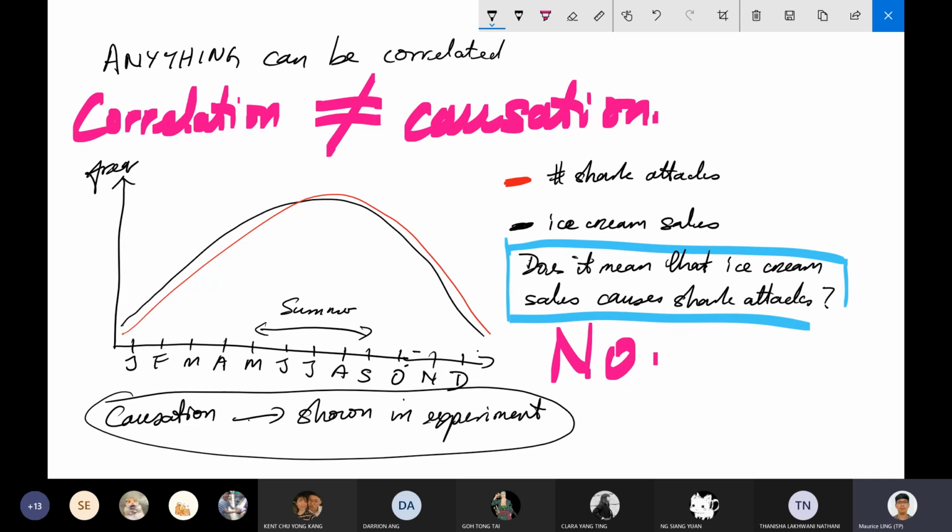There may be a lot of underlying reasons behind it. So correlation still has some use. It just doesn't mean causation. It just tells you that there is something underlying there that may be quite useful for you to find out.